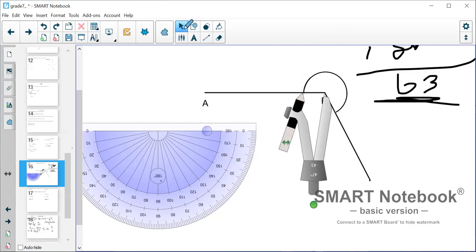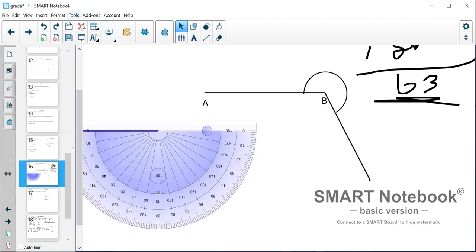Good. So that is how you actually obtain these angles using a protractor. Right, that's how you obtain the angles using a protractor.